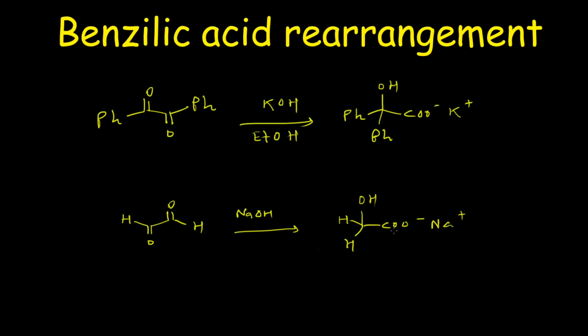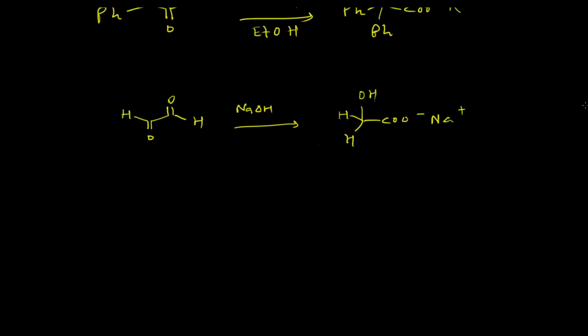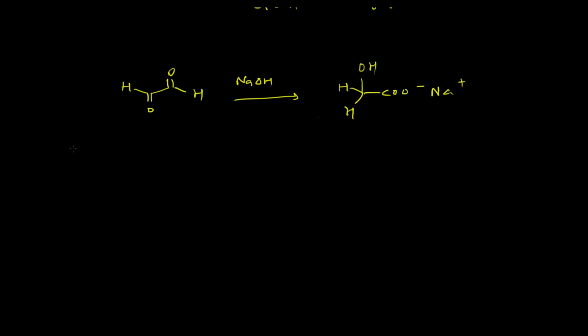Now if you compare these two products, this one and this one, you can see interesting similarities in their structures. From this, you can guess that the mechanism of the benzilic acid rearrangement and the intramolecular Cannizzaro reaction will be exactly the same. And this is actually the case. However, in the Cannizzaro reaction, the migration of a hydride ion takes place, but in the benzilic acid rearrangement, a phenyl group migrates. So what will be the rate law for this benzilic acid rearrangement?